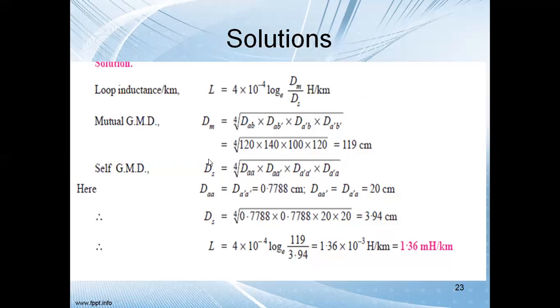Now self GMD. We have A phase and B phase, and whatever value we get for the A phase will be the same for the B phase. That's why if we take this one, we don't have to calculate for the B phase. So it will be DAA into DAA dash into DA dash A into DA dash A dash, fourth root of that. DAA is basically the self GMR, which is 0.7788 R.